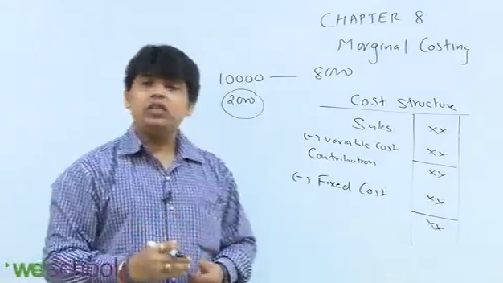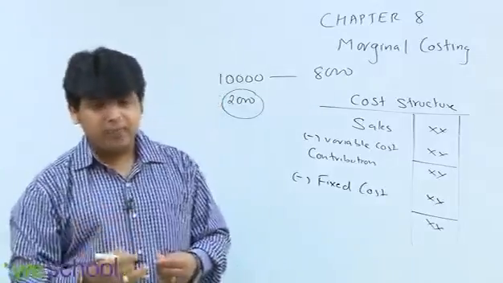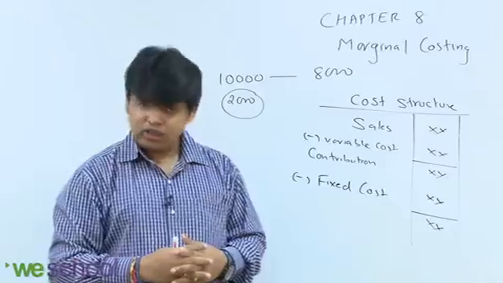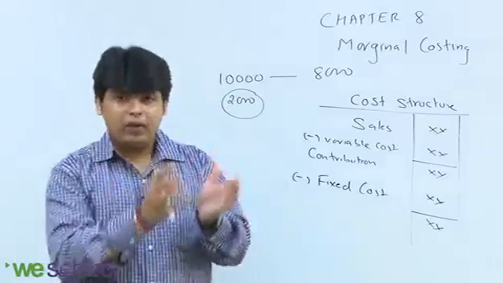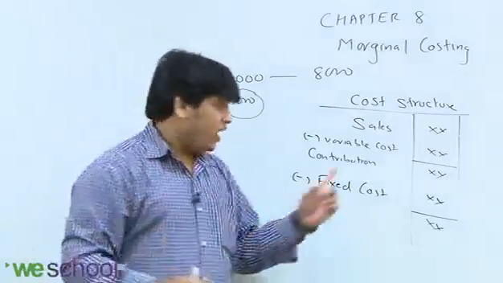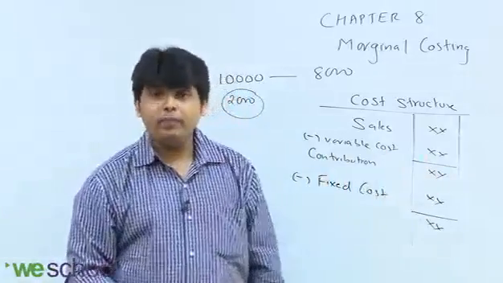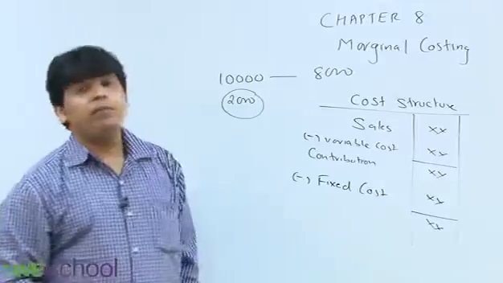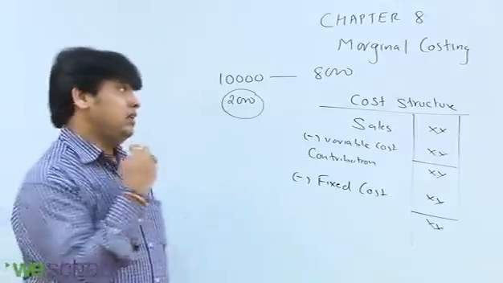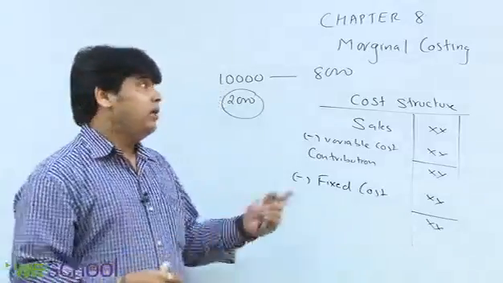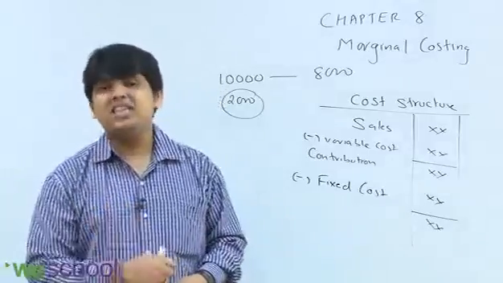Okay, so what is marginal costing? It is an accounting system in which variable cost is the cost per unit of the production, and fixed cost of that particular product is written off against contribution. Written off means deducted against contribution. You got my point? So this is a very important concept, and this accounting system is used by the company for various decision making.